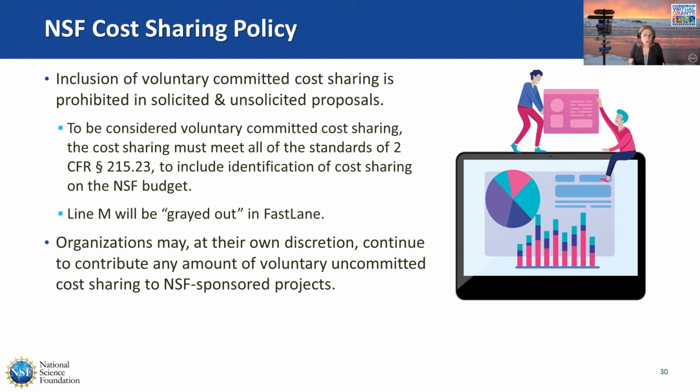What I would like to emphasize, though, and that's what's most important on this slide, is the last bullet. Organizations may, at their own discretion, contribute any amount of voluntary uncommitted cost sharing to NSF-sponsored projects. What that means is, an easy example that we often give is a particular faculty member who is not requesting salary. The individual would not put any amount of funding on the budget, but they would tell us what they were doing with their time and facilities, equipment, and other resources that I'm about to talk about next. When you put that there, that is not a violation of NSF's cost sharing policy.